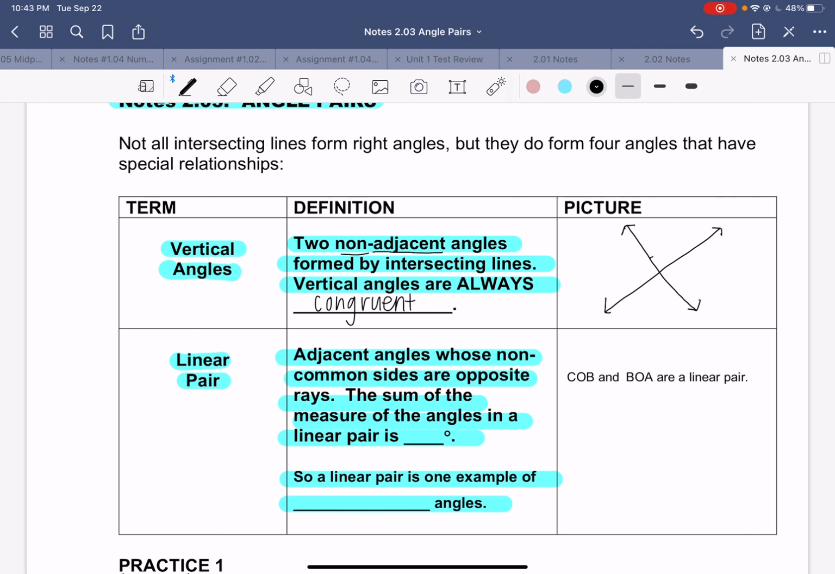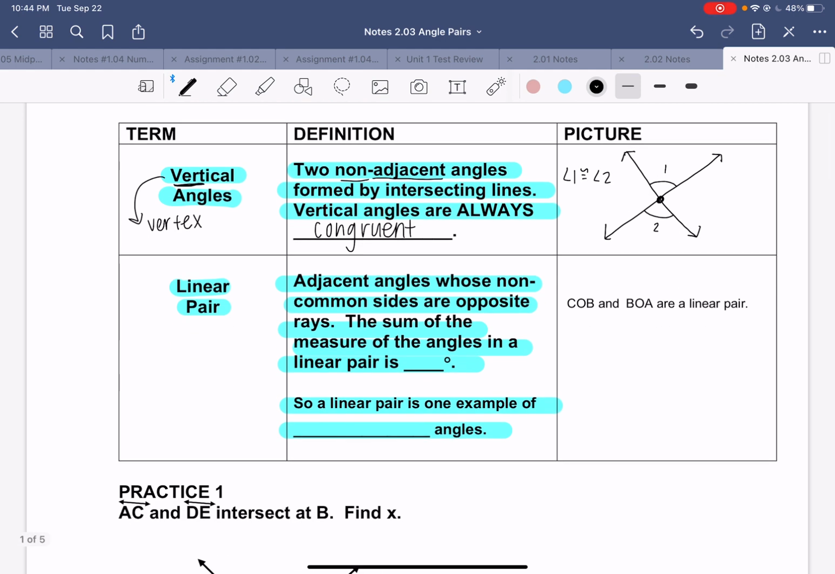This angle and this angle are vertical pairs. They only share a vertex between each other. No sides are being shared. So that's kind of how I remember this: vertical angles, I think of the prefix right here, and I think of the word vertex. So they only share a vertex, and they are always congruent. So that means that angle 1 is congruent to angle 2.